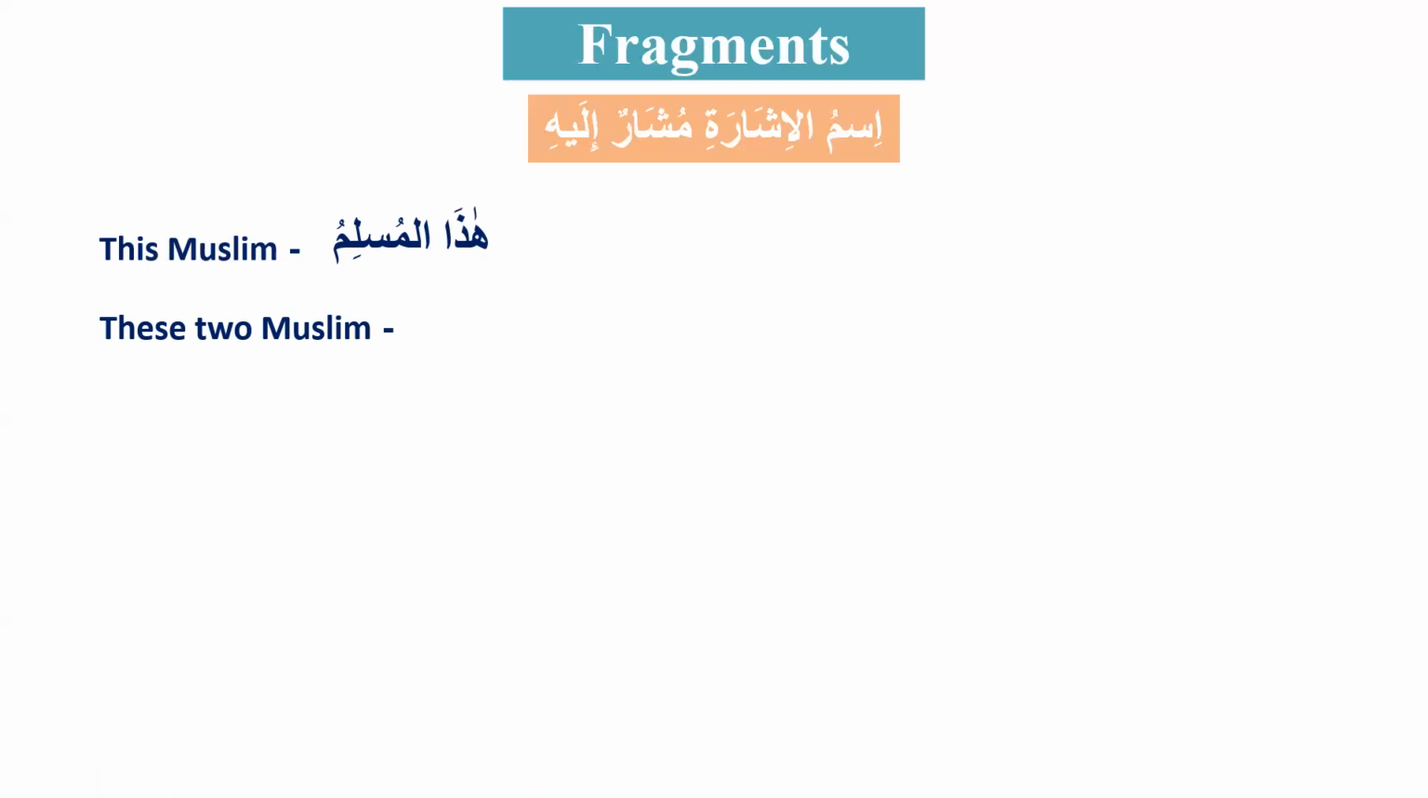هذه المسلم. They have to match in status, gender, number, and type. And there are 2 Muslims. Number should match. So what is the 2? What's the Ismul Ishara for 2? No, you don't know, Abdullah. Okay, Hiba, do you know how can you translate this? These 2 Muslims.